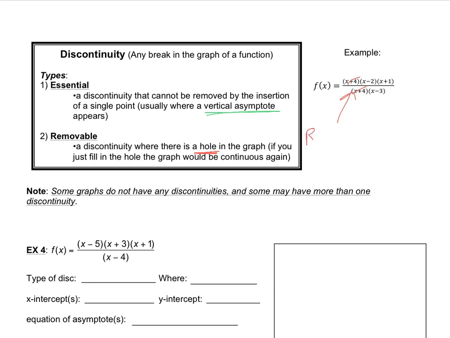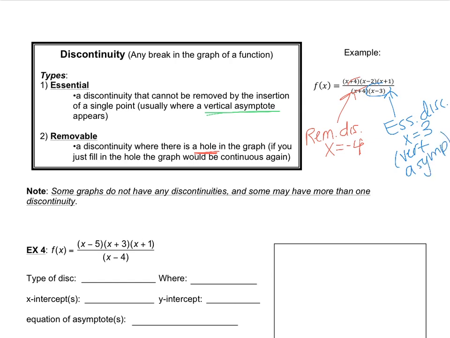So there's a removable discontinuity at x equals -4. And then if you look at this factor, x minus 3, there's nothing that cancels out within the numerator. That would be the vertical asymptote that we've seen in the past few examples. So there's an essential discontinuity at x equals 3, and that's a vertical asymptote. So again, we've got two main types of discontinuities: removable, which are holes.